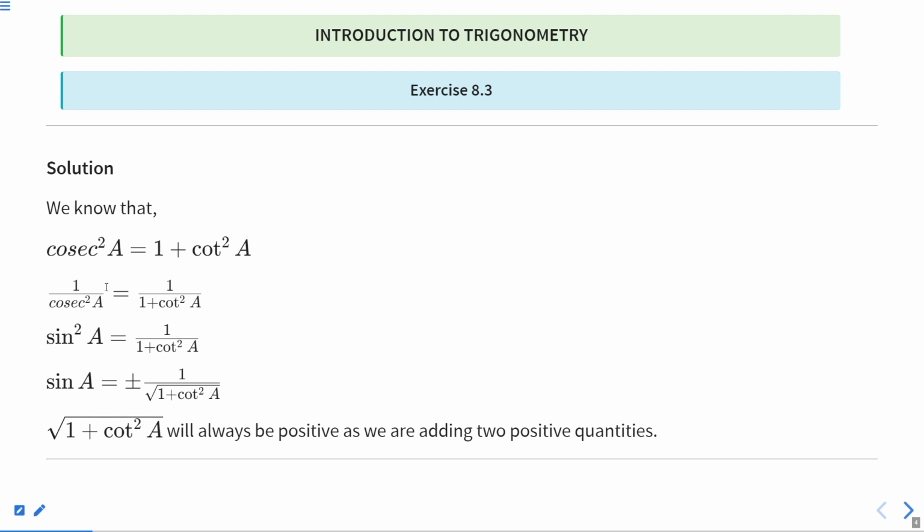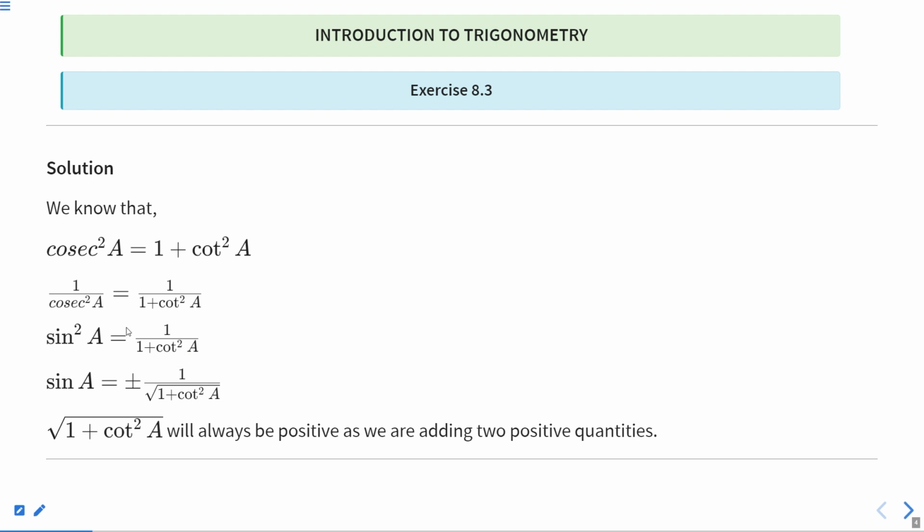So here cosec square A is equal to 1 plus cot square A, and if we now take the reciprocal on both sides, it implies 1 by cosec square A is equal to 1 by 1 plus cot square A. Okay, and here we know 1 by cosec A is equal to sin A. So 1 by cosec square A is equal to sin square A. Okay, so sin square A is equal to 1 by 1 plus cot square A.